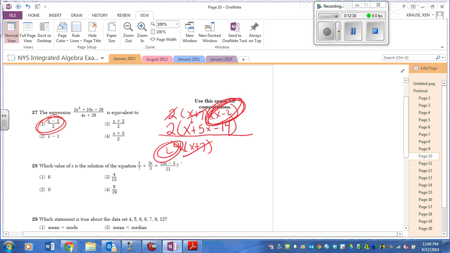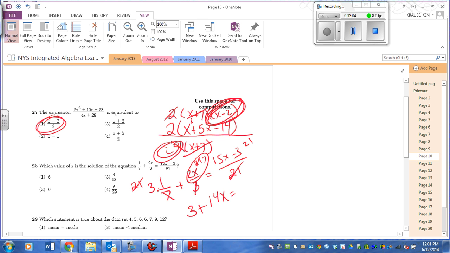This one, we have 7 plus 2X over 3 equals 15X minus 3 over 21. The common denominator is 21. 7 goes into 21 3 times. It's 3 plus 3 goes into 21 7 times. It's 14X equals 15X minus 3. Subtract 14X. And add the 3 over, I get X equals 6.